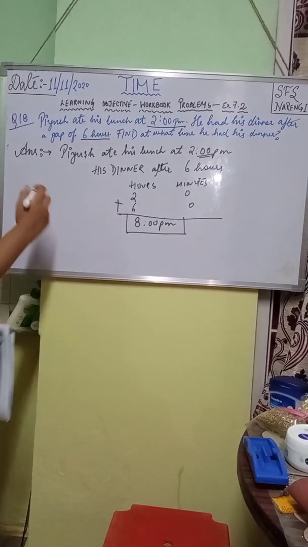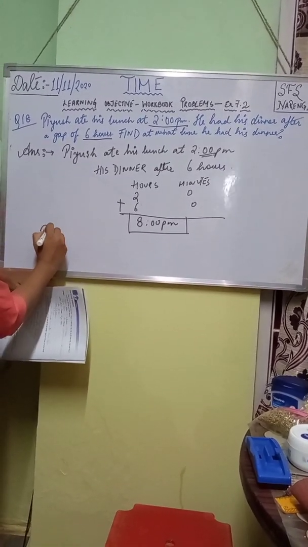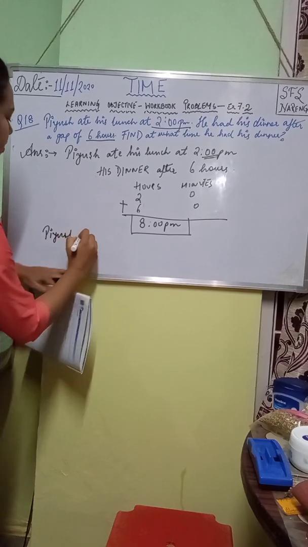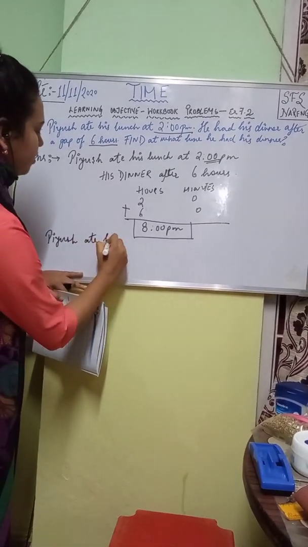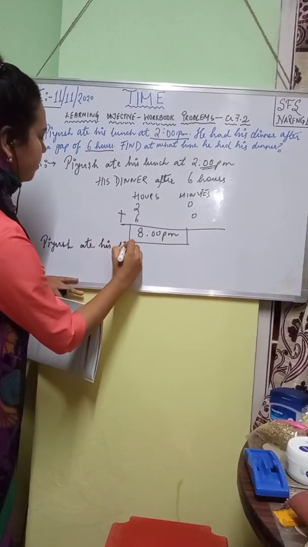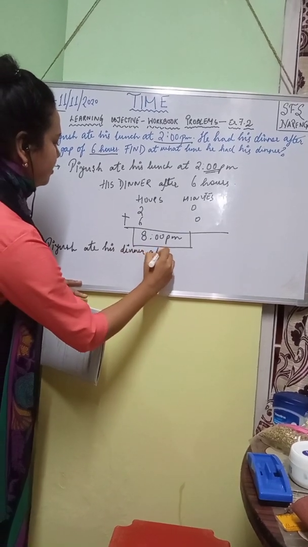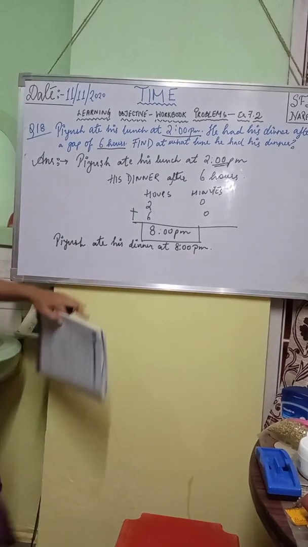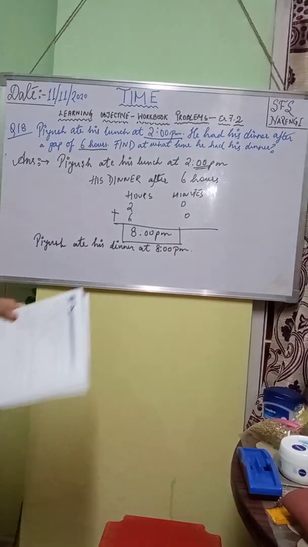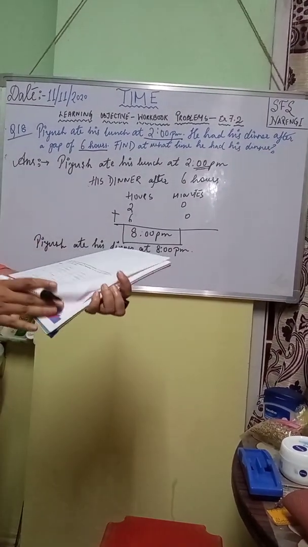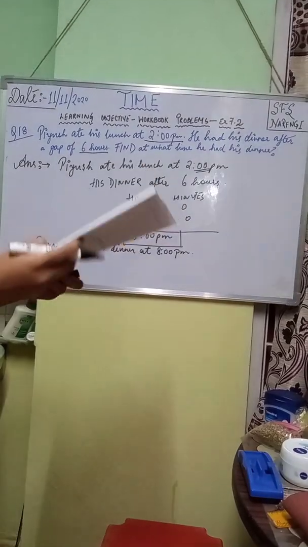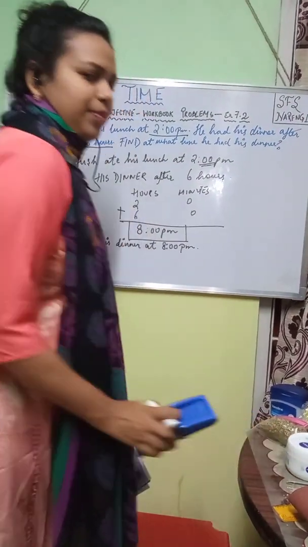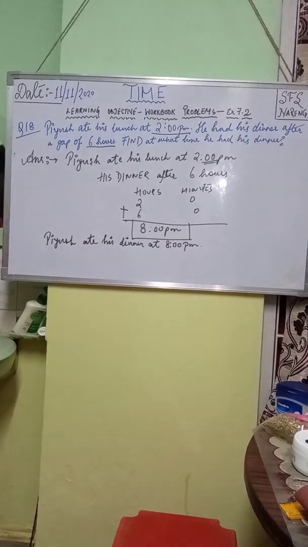You can write that Piyush ate his dinner at 8 p.m. Okay, children? All right. Now, let us do another 2 more questions, okay? This was your question number 18.